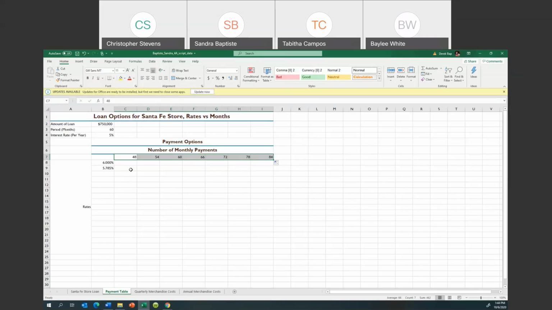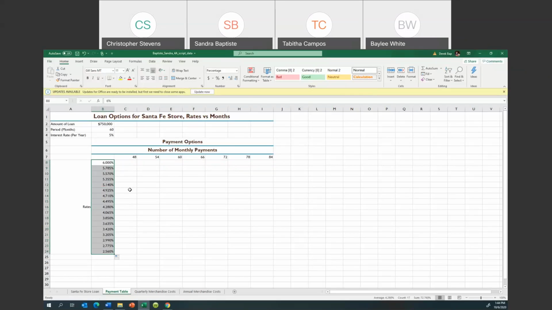Okay. Now select B8 and B9. B as in Baptista. Yes. Sweet. And we're going to use the fill handle to bring that on down to B24. Notice that each of these goes 3 decimals. This is generally how interest rates are given if you were to go to a bank.